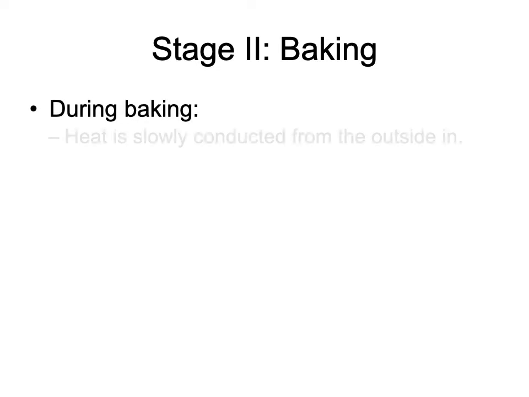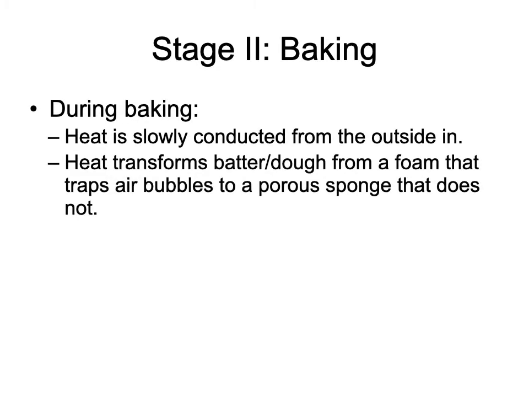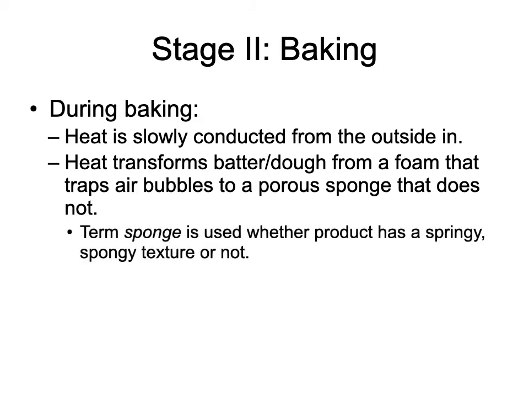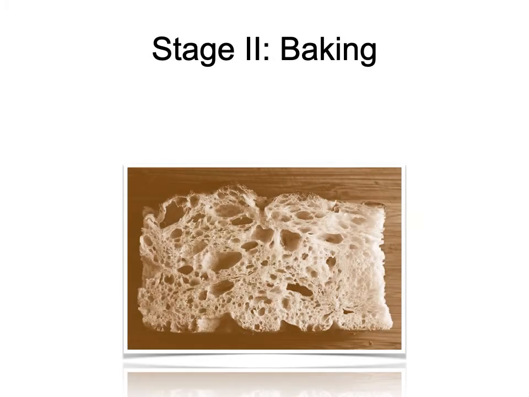So during baking, heat is slowly conducted from the outside in, and heat transforms the batter or dough from a foam that traps air bubbles to a porous sponge that does not. The term sponge is used whether it has a springy, spongy texture or not, just because it has air bubbles in it. Those air bubbles are what add tenderness and make a product much more enjoyable to eat.